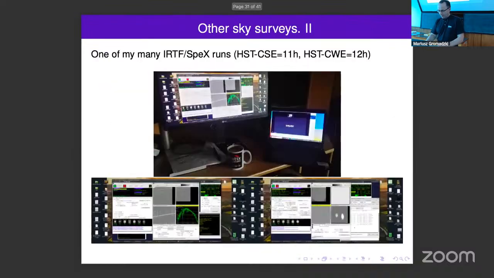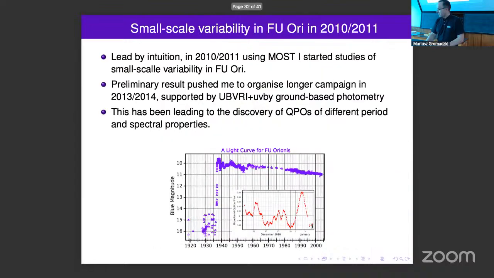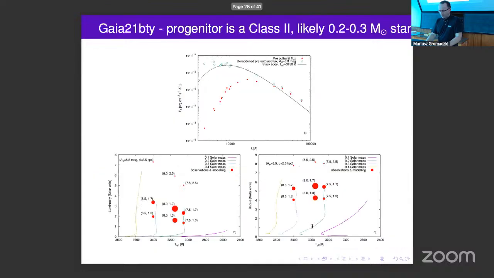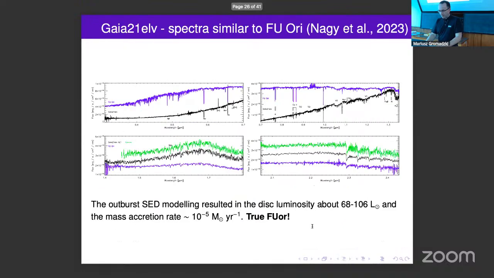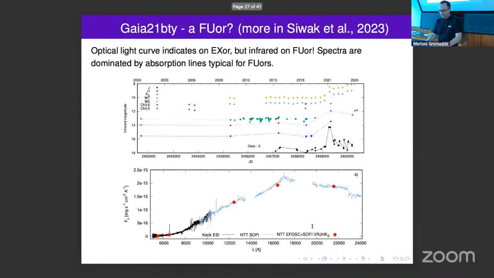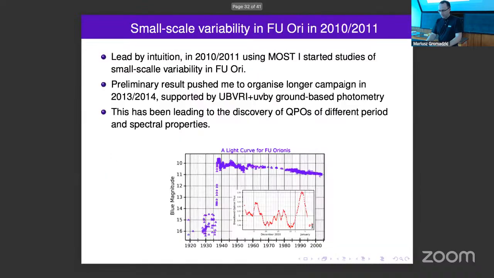Yes, I will switch to the last topic, which I'm going to discuss. Do we still have time? Yes, we have. Okay. So I was discussing large-scale effects caused by eruptive accretion on the previous slides. But some time ago, in 2010, led by intuition, I decided to observe FU Orionis with MOST.